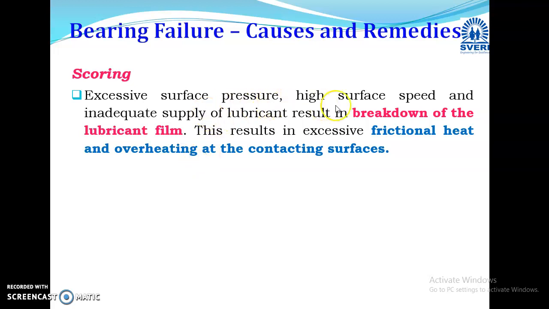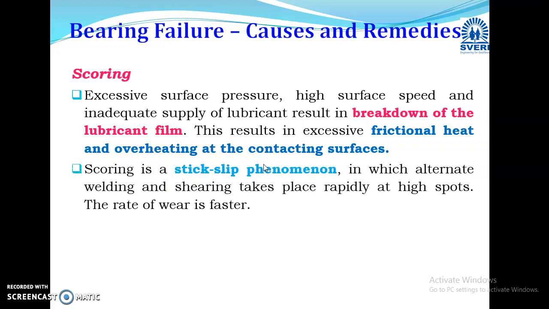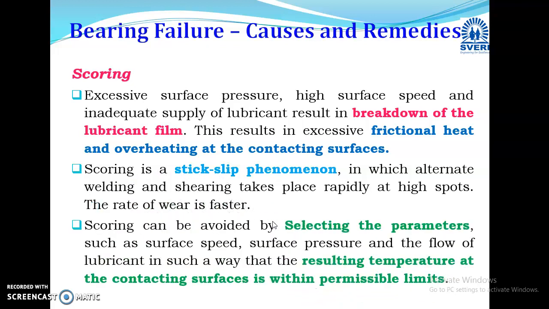Excessive surface pressure, high surface speed and inadequate supply of lubricant will result in the breakdown of the lubricating film. And friends, if there is no lubricating film, definitely it will lead to frictional heat and overheating at the contacting surface. So scoring is a stick-slip phenomenon in which alternate welding and shearing takes place rapidly at high spots. The rate of wear is faster.